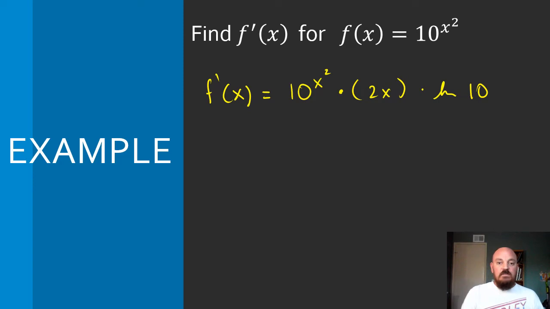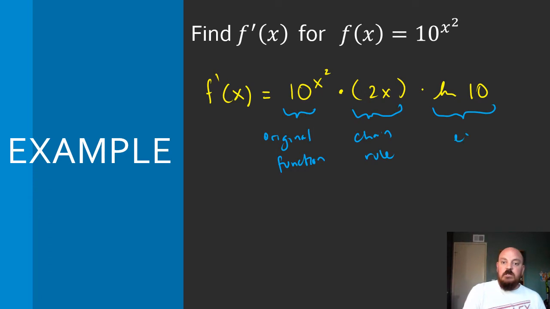So all three of these things together give you your answer. This one right here is basically the original function. This one right here is the chain rule. And this one right here is the extra constant term that happens because it was a different base. It wasn't e to the x squared, it was 10 to the x squared. So you got to remember each part. There's a lot to remember here. But basically, if you just push all that together, those three things in any order are your final answer.